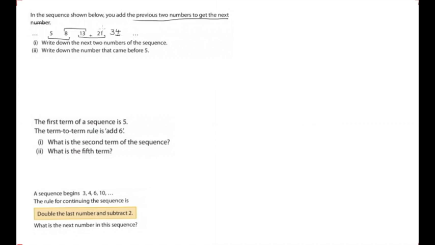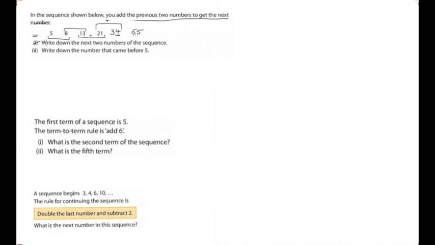Okay, now we have that number. We can get the next number. So 21 plus 34. That would be 55, wouldn't it? Excellent. Okay, so we've done that question. We can cross it off. Next one is write down the number that came before 5. Okay, this number here.